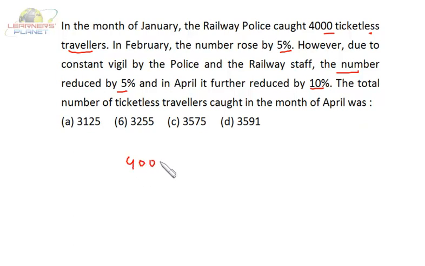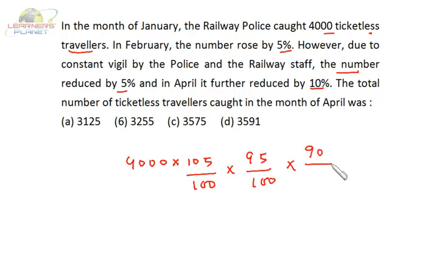Now the number rose by 5%. That means 105% of the previous month. Then in the second month, the number reduced by 5%. That means 95% of the previous month. Then further it is reduced by 10%. That means 90% of the previous month. Okay, so we have to make this calculation.